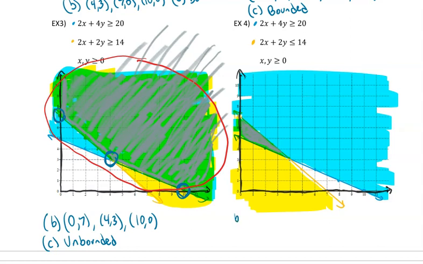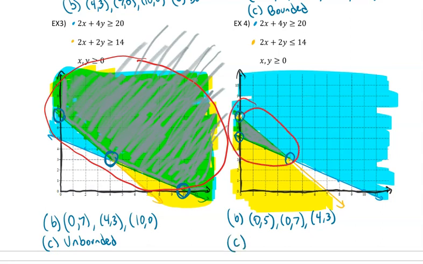So if we look for our corner points, we have 3 corner points. Those are (0, 5), (0, 7), and (4, 3). And we can definitely draw a circle around this one, so it is bounded.